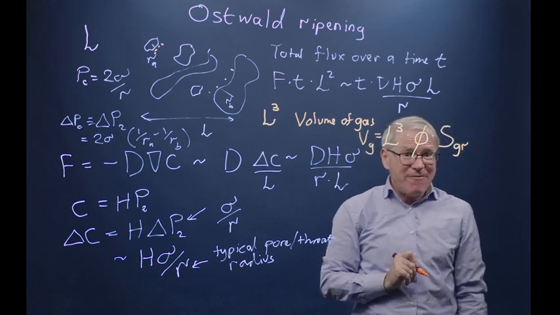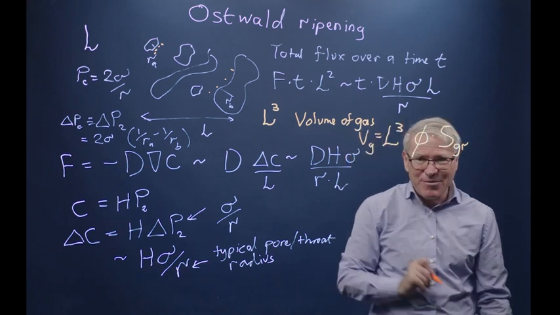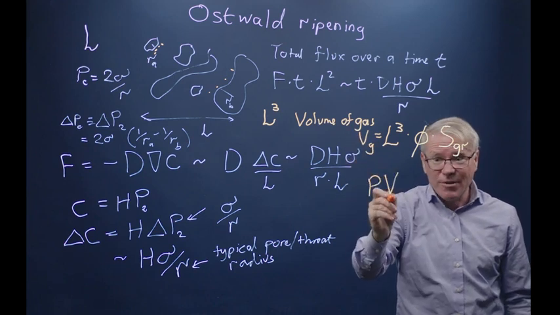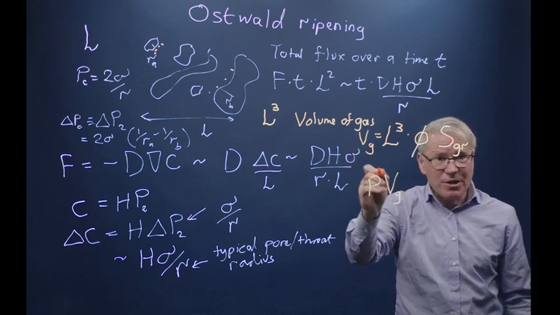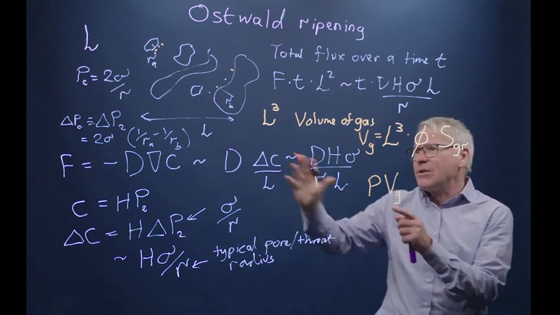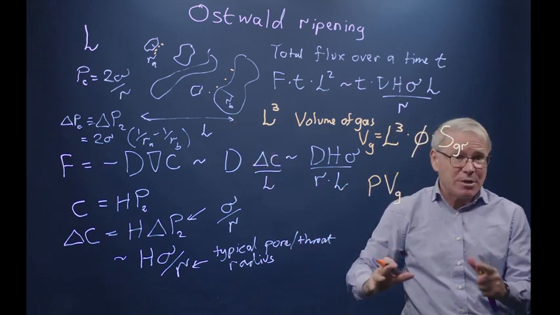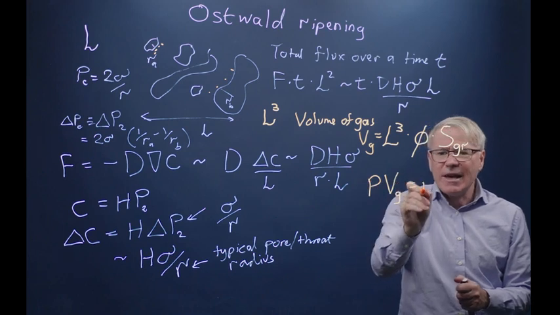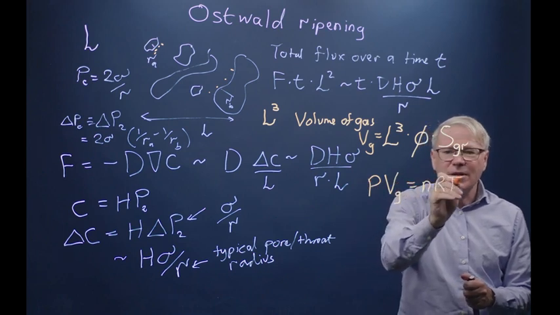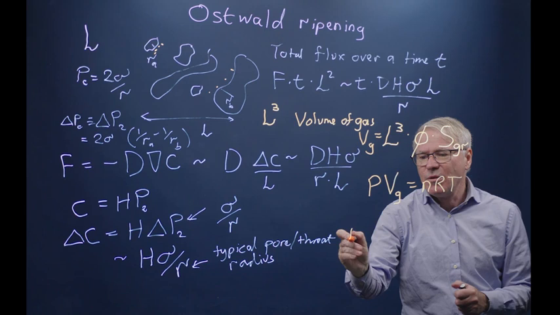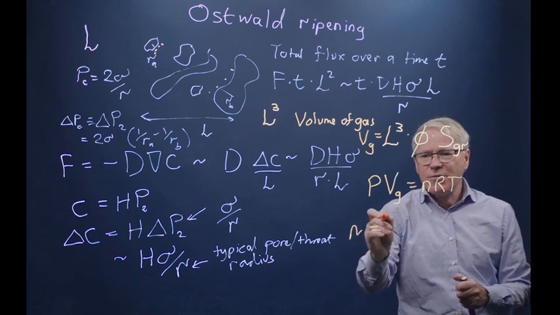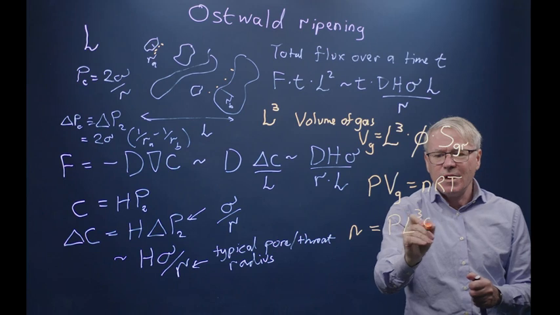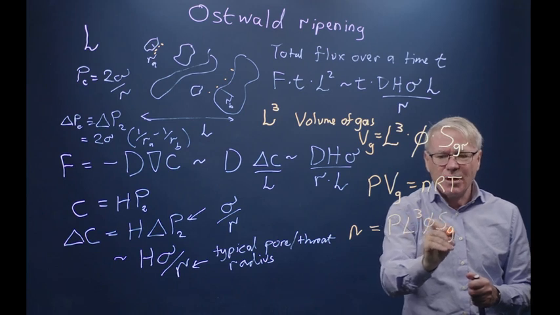But now we need to invoke the ideal gas law, don't we? Which is P times the volume, where the volume is the volume of gas. This is the absolute pressure. So it's not the capillary pressure, it's actually the absolute pressure that's being imposed on the system. So PV is nRT. So the number of moles of gas is equal to P, then I'm going to put in this volume, L cubed phi S_GR.